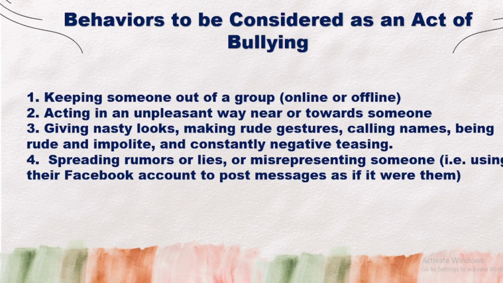Number 1, keeping someone out of a group, online or offline. Number 2, acting in an unpleasant way near or towards someone. Number 3, giving nasty looks, making rude gestures, calling names, being rude and impolite, and constantly negative teasing. Number 4, spreading rumors or lies or misrepresenting someone. Example, using their Facebook account to post messages as if it were them.